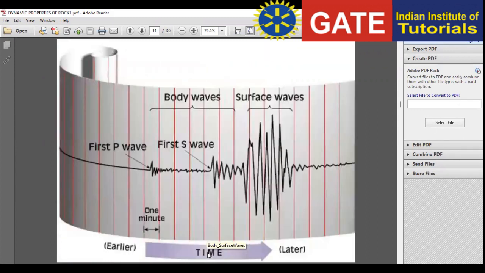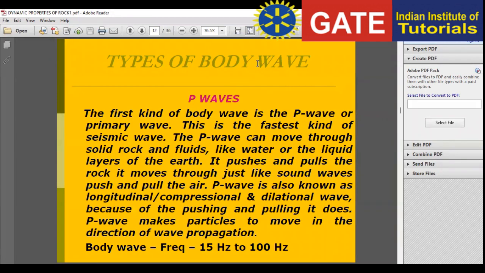So the body waves are the P wave and the S wave, and afterward come the surface waves. So what are the body waves and surface waves, that we will discuss. The type of body wave is the P wave. The first kind of body wave is the P wave, or primary wave.